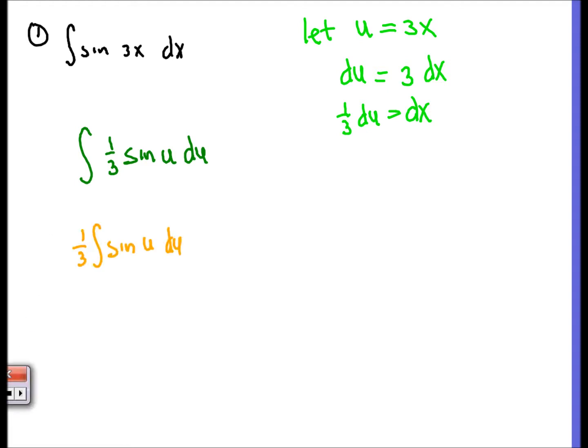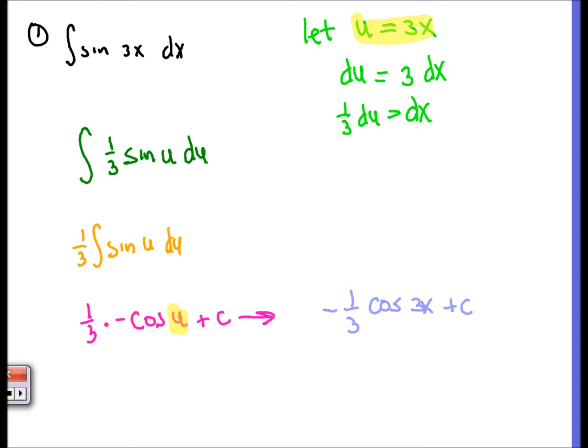If you want, you can pull the 1/3 out in front. The integral of sine u is negative cosine u. And the last step, I'll back substitute. Since I know that u equals 3x, I'll swap out the u with the 3x. So I get my final answer, negative 1/3 cosine 3x plus c.